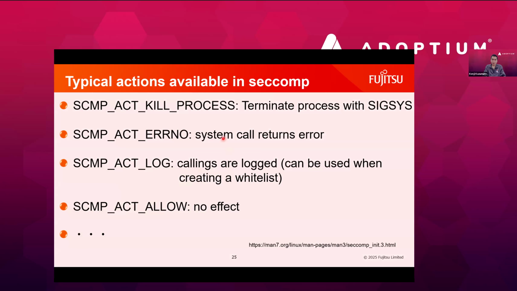So you can configure several actions for seccomp. For example, SCMP_ACT_KILL_PROCESS means terminate the process if the rule is violated. And SCMP_ACT_ERRNO causes the system call to fail with an error code. And SCMP_ACT_LOG allows the call but logs it. This action is very useful when you are trying to create a whitelist profile for your application.